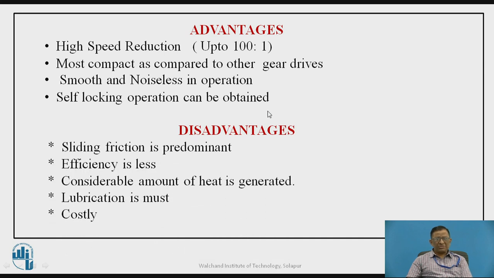As we know that a coin has two sides, similarly these gears have disadvantages also. The major disadvantage is sliding friction. In other gear drives, predominantly the pinion and gear combination gives a rolling friction between the meshing teeth, whereas in a screw and gear combination during power transmission, sliding friction is predominant, and sliding friction is more severe than rolling friction. That's why the frictional losses are quite heavy, and that is why the efficiency is also less. So as compared to other gear drives, the efficiency is less and sliding friction is predominant.